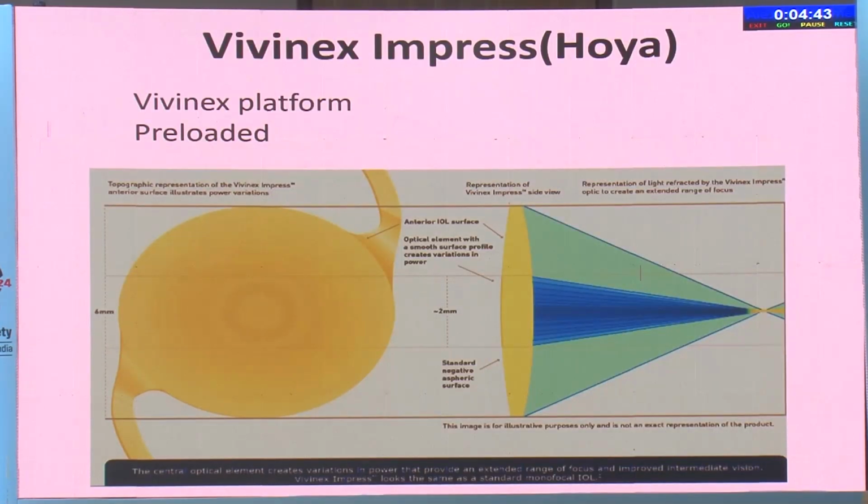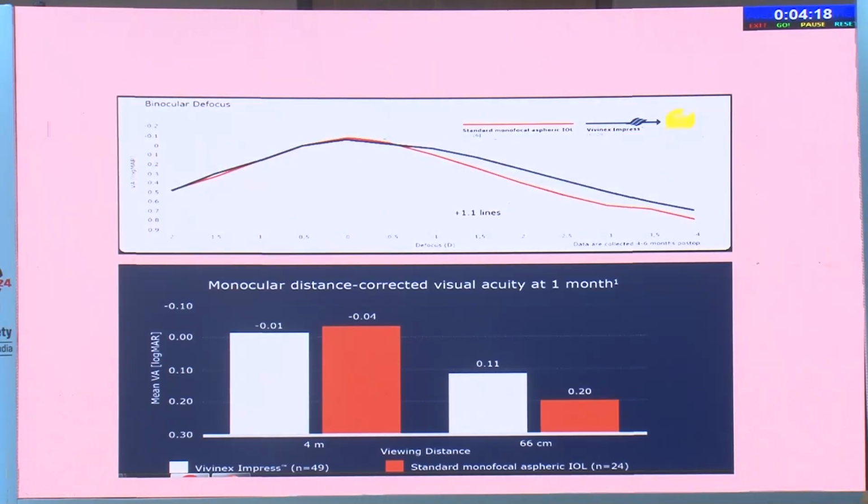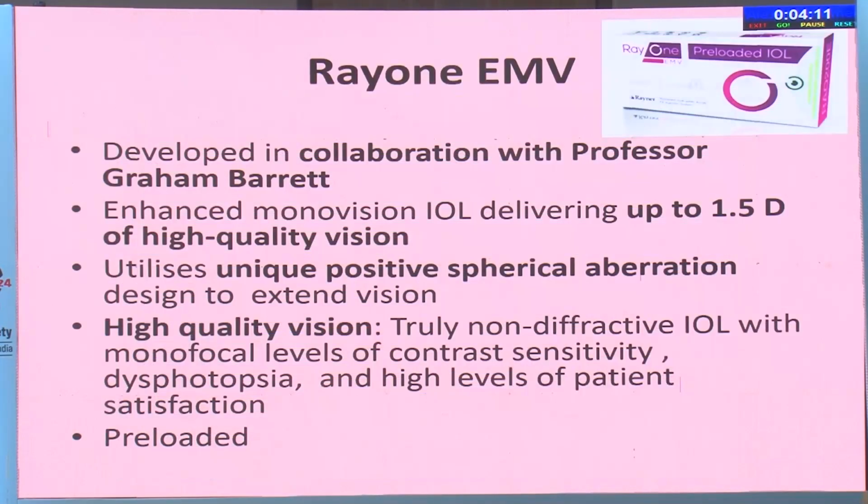Another lens which is available in the market is the Vivinex Impress, which is on the platform of Vivinex. It comes preloaded. The other one is not preloaded yet, but it's going to be launched as a preloaded version. The toric form is in the preloaded form. This lens is available in the preloaded form. Here there is a slight alteration in the central 2 millimeter, which enhances the intermediate vision by one line. Here also you can see the defocus curve. It enables us to have a better intermediate vision by 0.5 diopter.